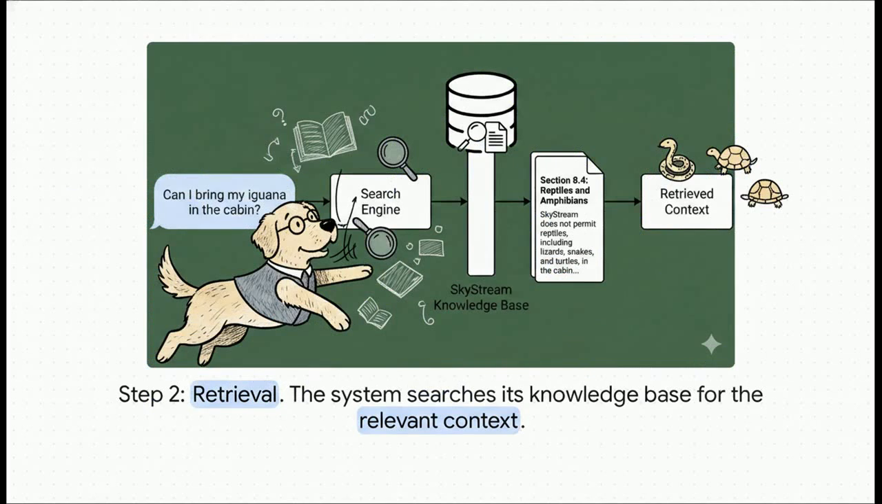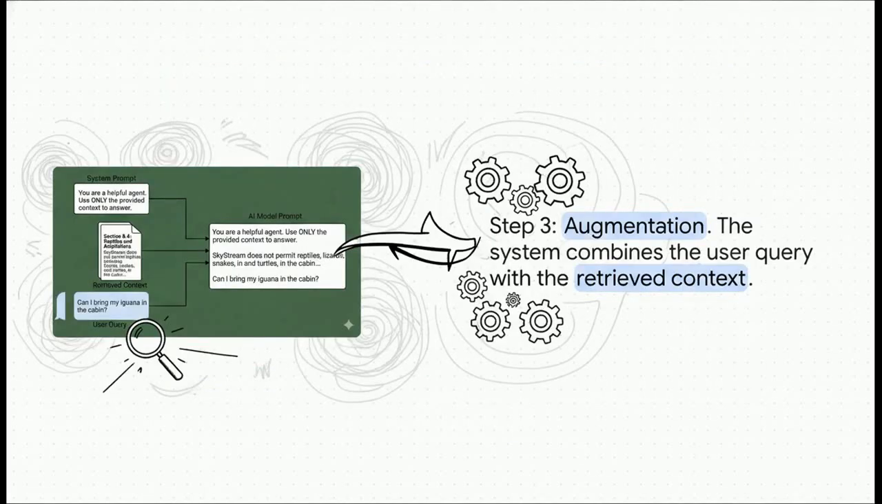Okay, the moment they hit enter, our librarian, the retriever, gets to work. It instantly scans the entire Skystream knowledge base, and boom, it finds the perfect document. Section 8.4, Reptiles and Amphibians. The system has found the one single source of truth for this exact question. Now, this next part is the most important step in the whole process. It's called augmentation. Behind the scenes, the system builds a brand new prompt. It takes the user's original question, can I bring my iguana, and then it stuffs that chunk of text it just found from section 8.4 right in there with it. It's literally injecting the correct answer into the question before the AI even gets a chance to think.